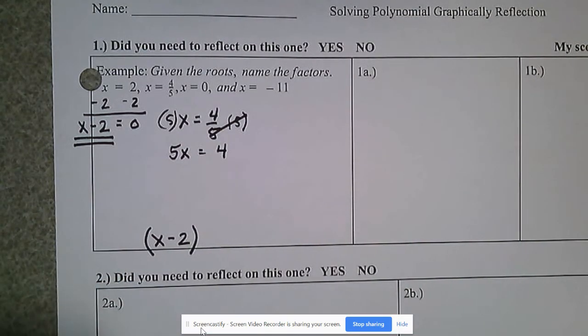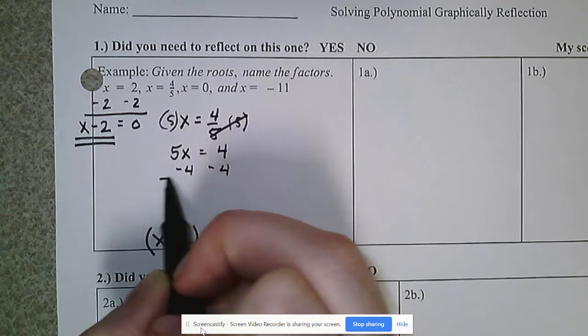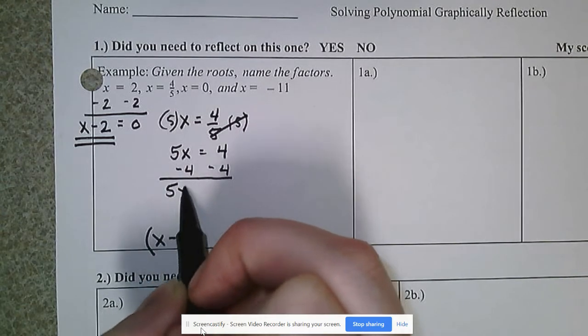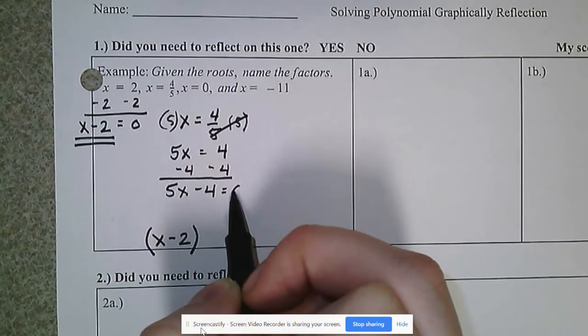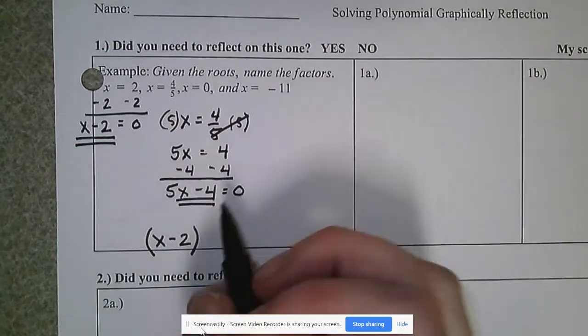And I still want to make it equal 0. I need to get back to that initial factor. So I'm going to move the 4 to the other side. What I do to one side, I have to do to the other. And now this is the original factor, 5x minus 4.